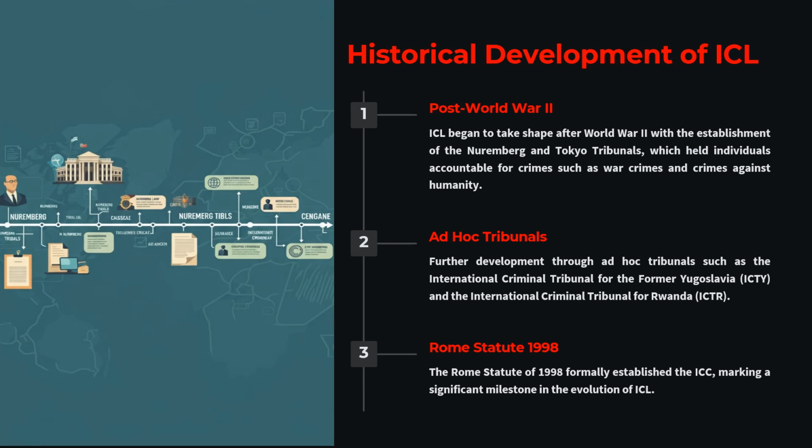There have been a number of historical points that have developed international criminal law. One, the post-World War II period. International criminal law began to take shape after World War II with the establishment of the Nuremberg and Tokyo trials, which held individuals accountable for crimes such as war crimes and crimes against humanity. Moving decades later, you've had the ad hoc trials in the 1990s, such as the International Criminal Tribunals for the former Yugoslavia, ICTY, and for Rwanda, ICTR.